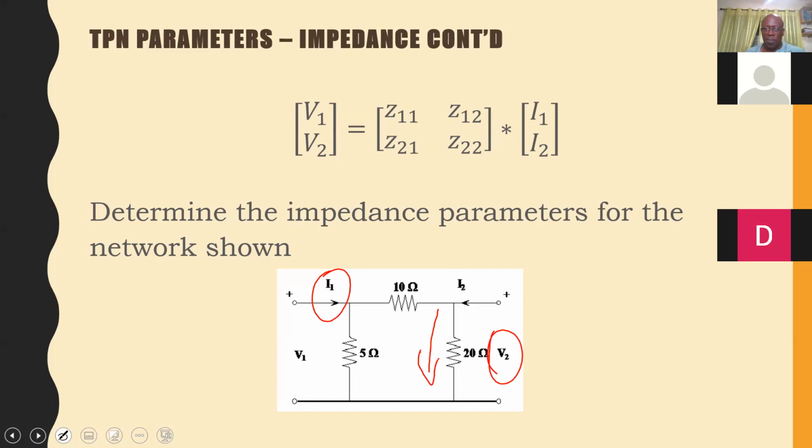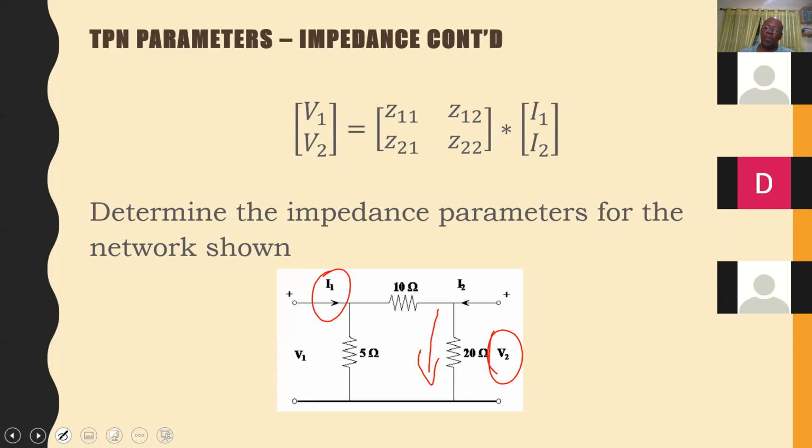Anybody? Current divider. Current divider. All right. So you're dividing I1 between, Campbell? Yes, sir. What are you dividing I1 between? Between the branch with the 10 ohm and the branch with the 5 ohm resistor. So you're dividing it between 5 and 10? Yes, sir. Think about it carefully. Why 5 and 10?